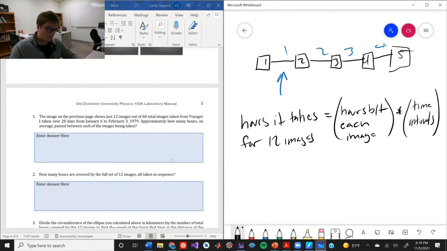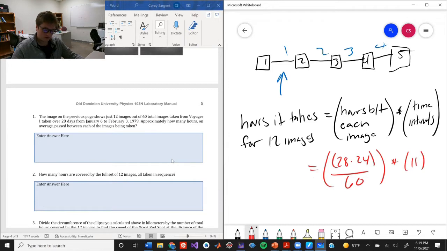Intervals, that's what that says. All right, so the hours it takes for 12 images equals the hours between each image, which we found was 28 times 24 over 60. And we just discovered that the time intervals, it's not 12, it's actually 11. Right? And that'll give us a nice, solid answer for question 2.